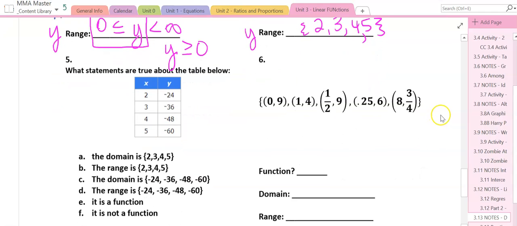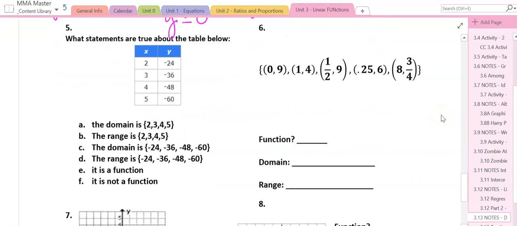So now we're going to go down and we have another table right here with some statements instead of just listing it. And then we have number 6, which is also going to be listing it. So right here on number 5, we're going to interpret this.